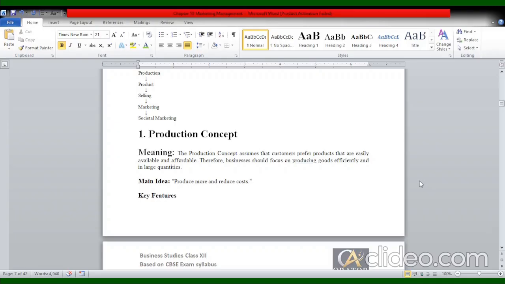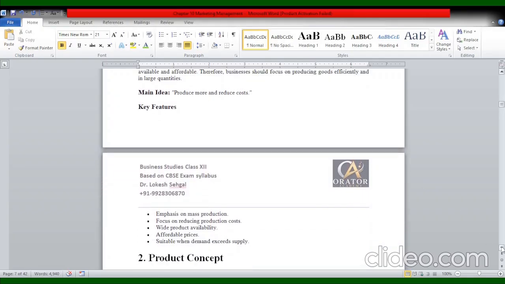Companies following the production concept follow the same pattern, making the product easily available and affordable in the market. So the main idea behind the production concept was reduce more and reduce the cost.